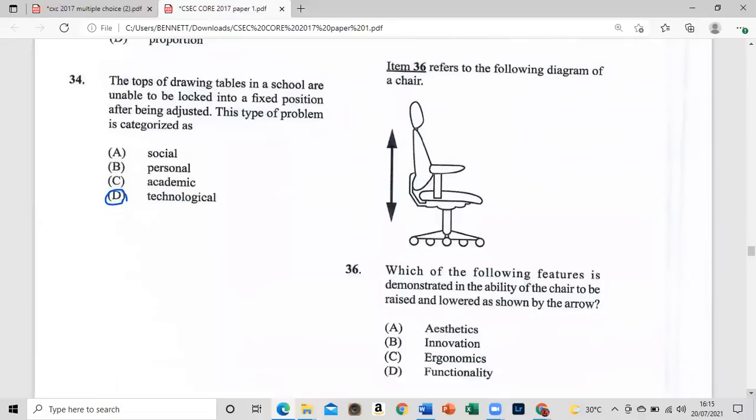36 refers to the following diagram of a chair. Which of the following features is demonstrated in the ability of the chair to be raised and lowered as shown by the arrow?